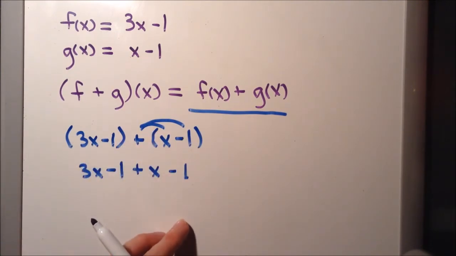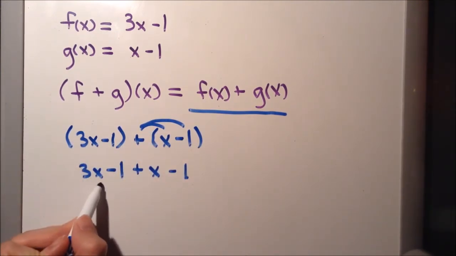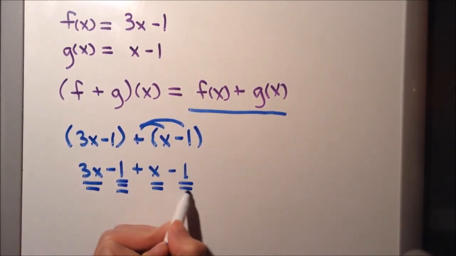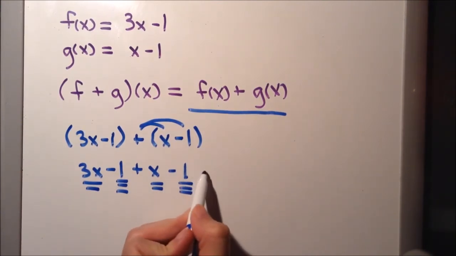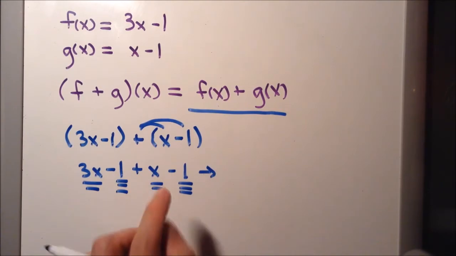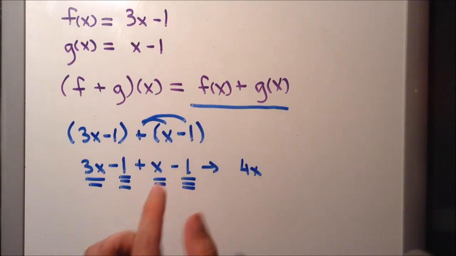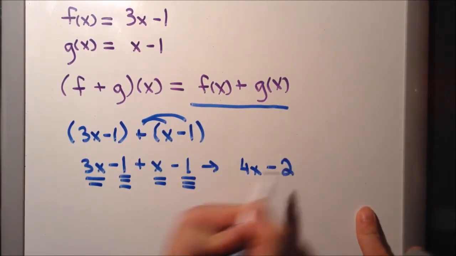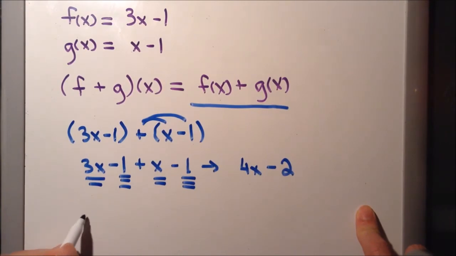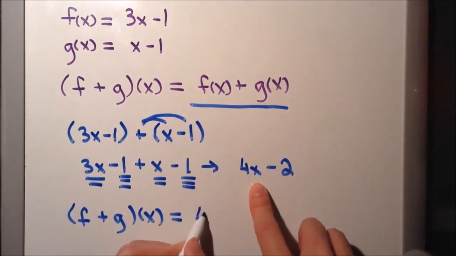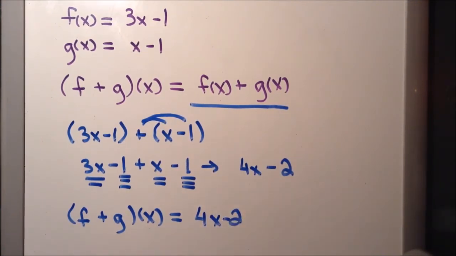So after distributing, we're just going to combine like terms. So these two x's will be combined and the numbers will be combined. So 3x plus x, that's 4x, and minus 1 minus 1, well, that's going to be minus 2. So f plus g of x equals 4x minus 2. So that's all you have to write.